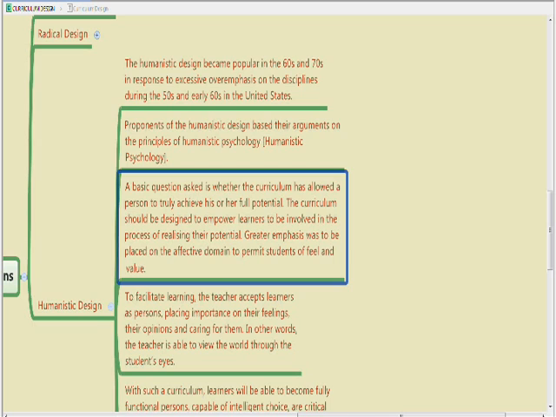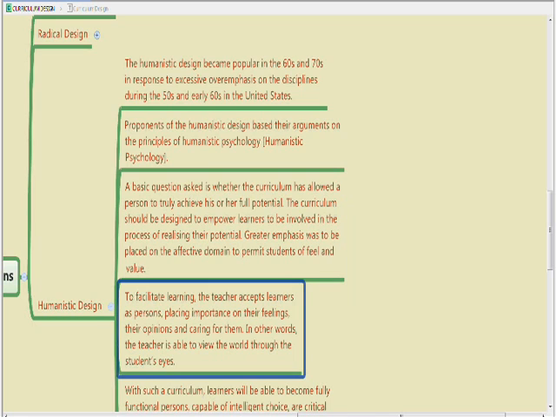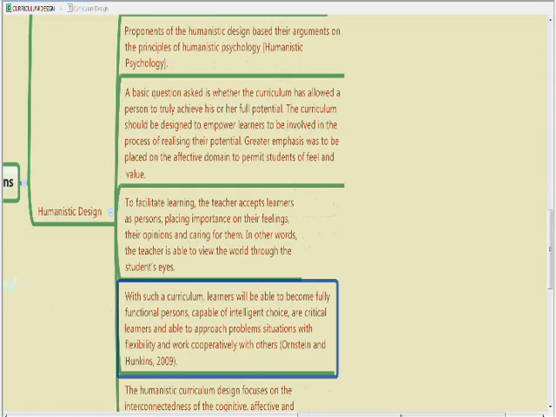Okay. Now, to facilitate learning, the teacher accepts learners as persons, placing importance on their feelings, their opinions, and caring for them. In other words, the teacher is able to view the world through the student's eyes. There's a lot of empathy going on here. With such a curriculum, learners will be able to become fully functioning persons capable of intelligent choice and critical thinking. Learners would be able to approach problem situations with flexibility and work cooperatively with others.